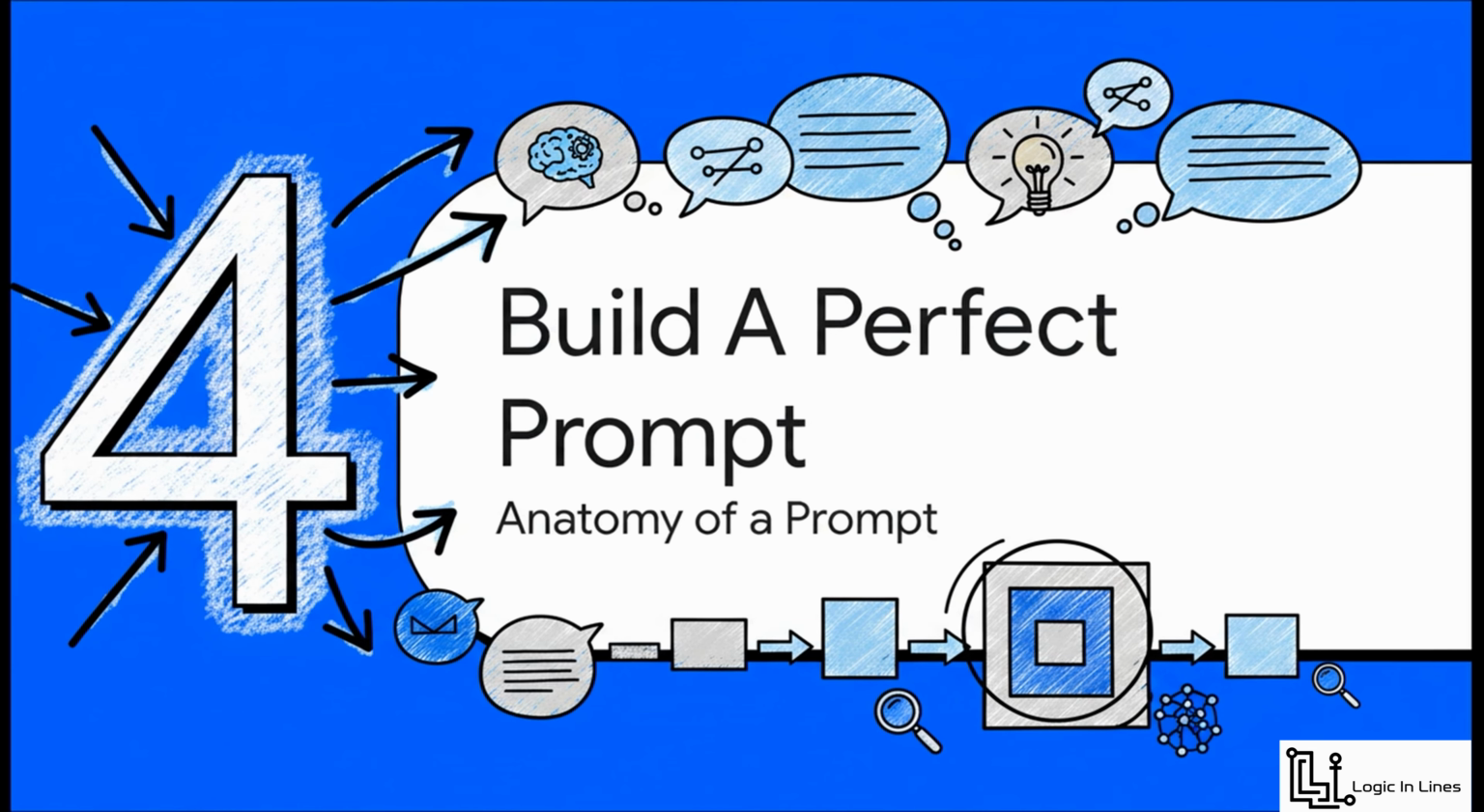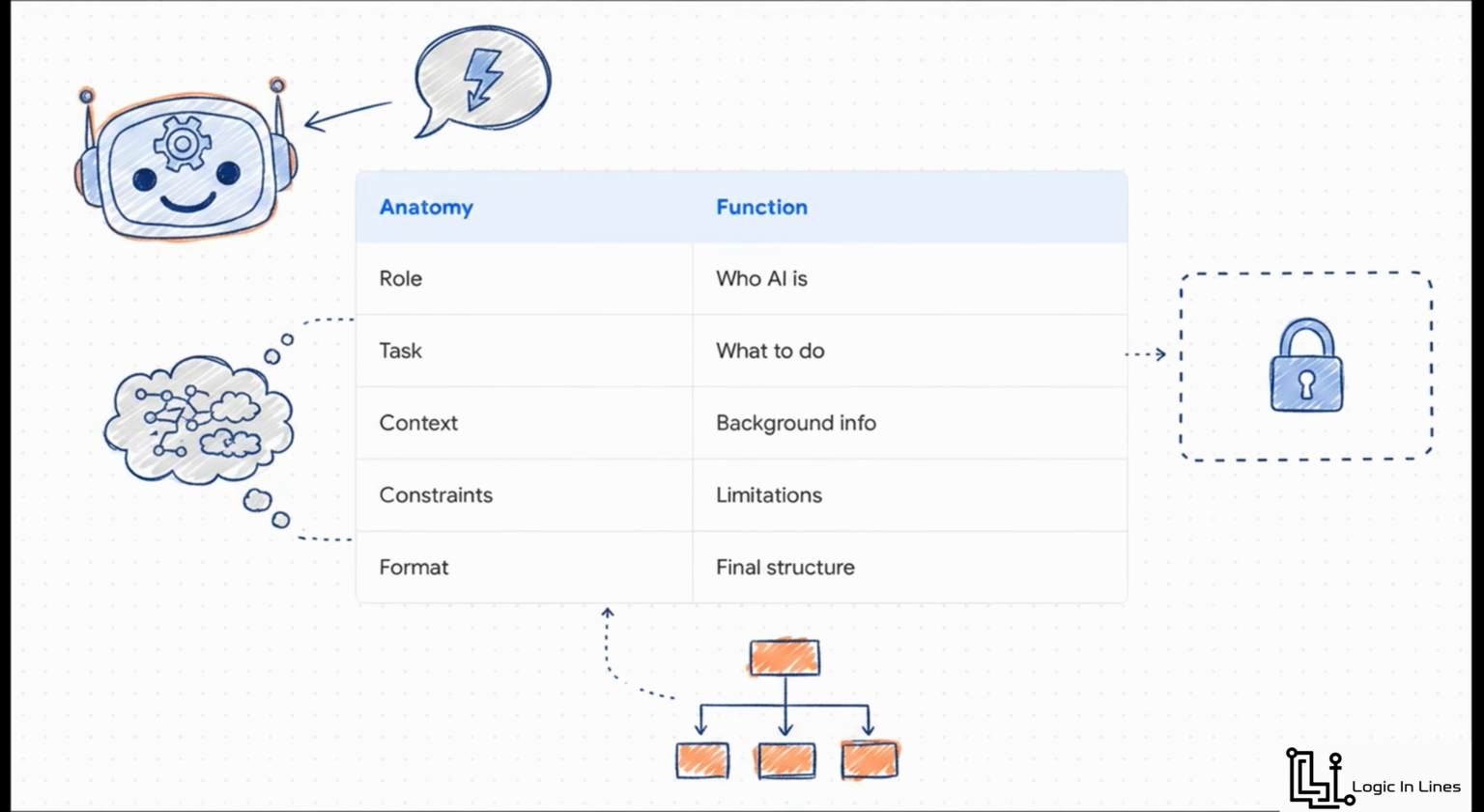Let's zoom all the way in on the exact anatomy of a highly effective interaction. So the crucial point here is that a perfect prompt is not just a single scattered thought. It's constructed using 5 distinct pieces of anatomy. First is the role. You have to tell the AI who it is acting as. Second is the task. This is the direct action of what you actually want it to do.